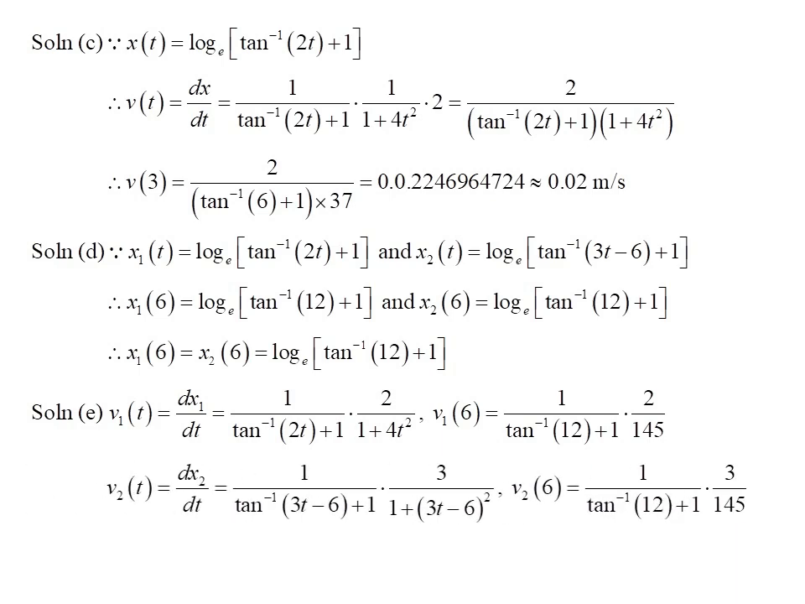Similarly, v2 of t equals dx2 by dt, which equals the reciprocal of the sum of arctangent of (3t minus 6) and 1, multiplied by 3 over the sum of 1 and (3t minus 6) squared, which gives v2 of 6 equals the reciprocal of the sum of arctangent of 12 and 1 multiplied by 3 over 145. Therefore, v1 of 6 over v2 of 6 equals 2 over 3.